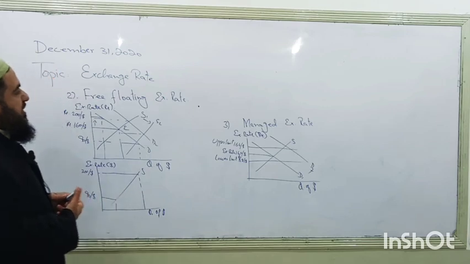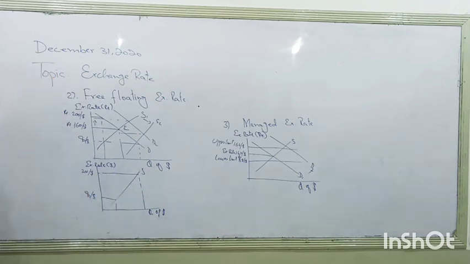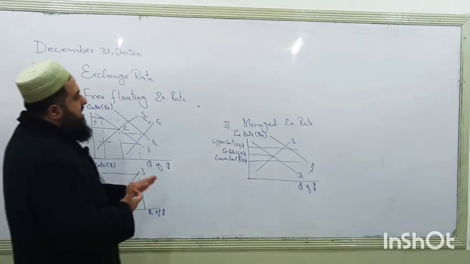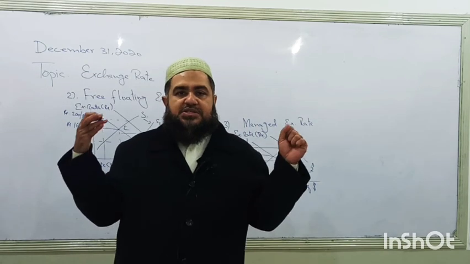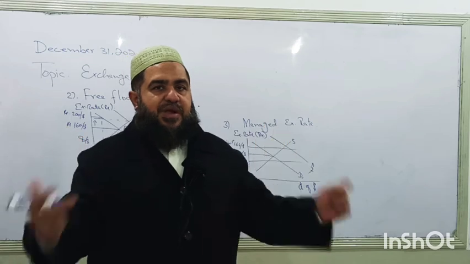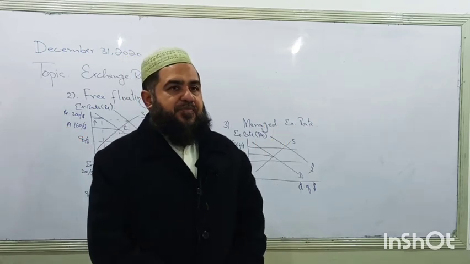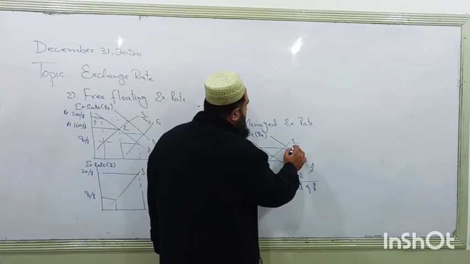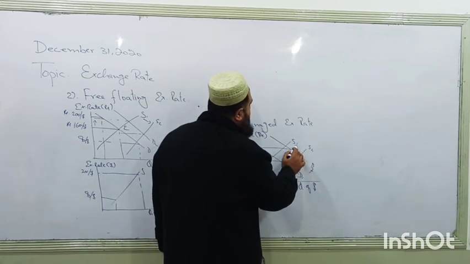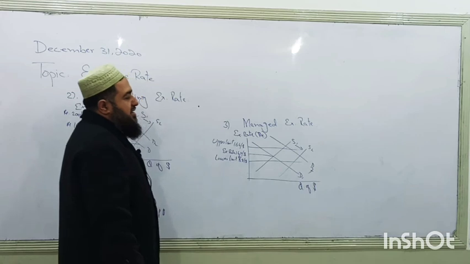The demand for dollars by the importers is increasing. So what is going to happen? The central bank starts selling dollars. The central bank will start increasing the supply of dollars in our market. So they start selling dollars. The central bank will become the seller of these dollars.